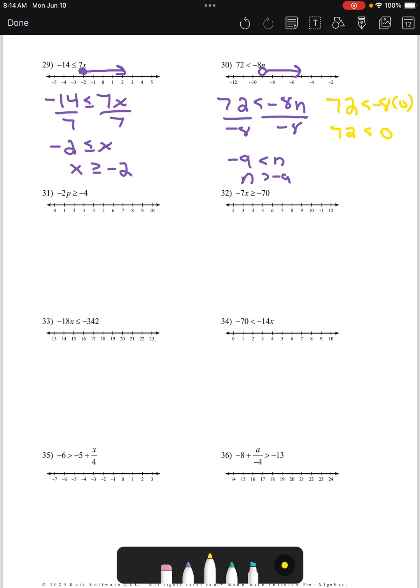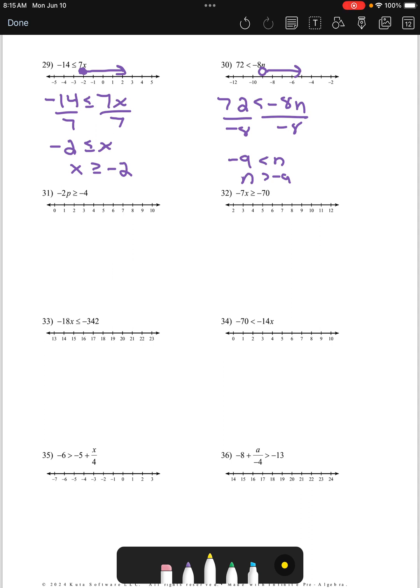According to what we have here, 0 should work. So 72 is 72. -8 times 0 is 0, and this tells me that 72 is less than 0. I think you would all agree with me that isn't true. So things greater than -9 definitely don't work here. Even if you got as close as you could and went to -8, -8 times -8 is +64, and 72 is not less than 64.